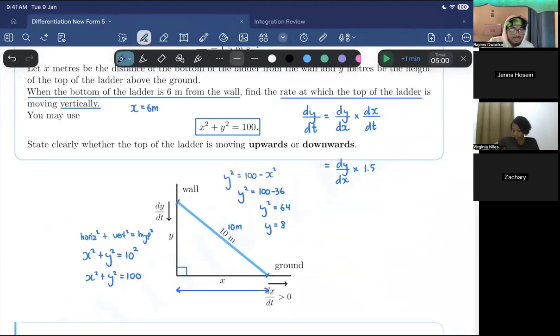At this instance in time, the horizontal distance is what? You have it. They told us in the question. They said it in the question. It's 6 meters.